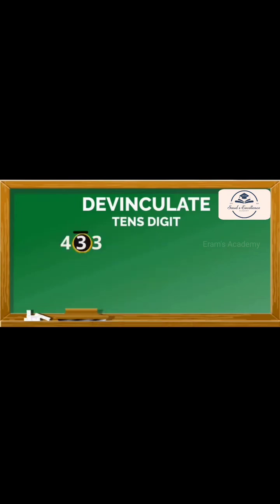Let's start how we divinculate 10's digit with example 433. We write unit digit as it is, that is 3. Next we subtract 10's digit number, that is we subtracting 3 from 10 equal to 7. We write 7. For 100th digit we less the 1 number, so 4 minus 1 equals 3. We write 3. So, we can say that 400 minus 30 plus 3.